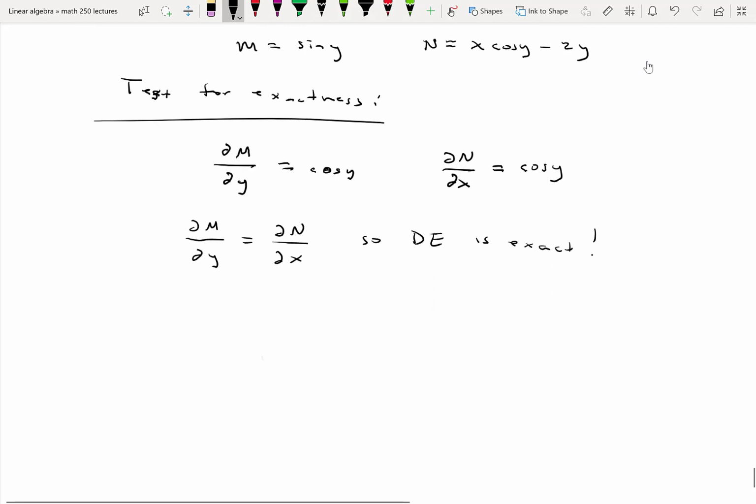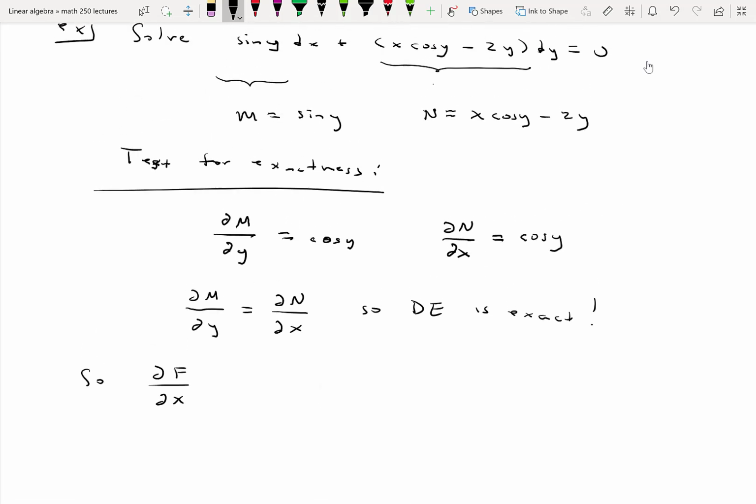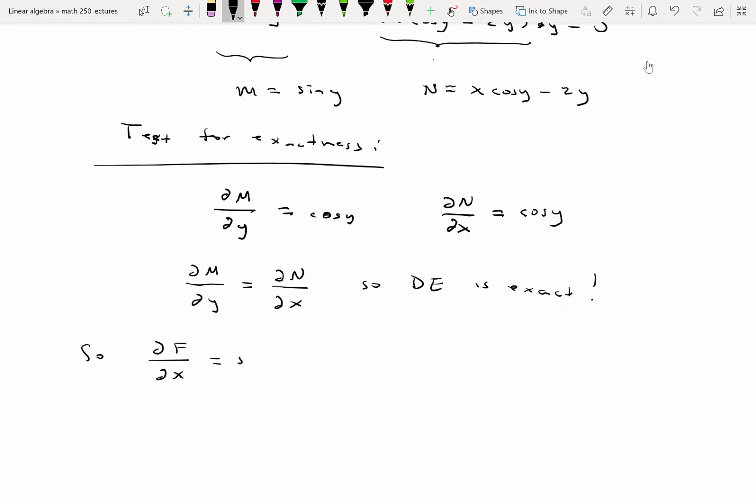So how are we going to solve this differential equation? We know that the partial derivative of my solution function with respect to x is the coefficient of dx, which is sine of y. There exists a function f, so the partial derivative of f with respect to x is sine of y. The partial derivative of f with respect to y is the other coefficient, N, which is x cosine y minus 2y.